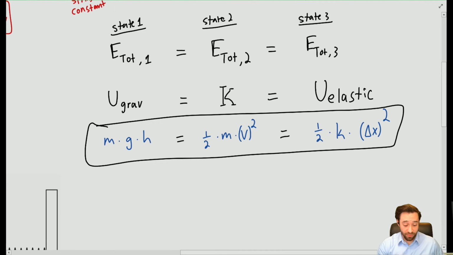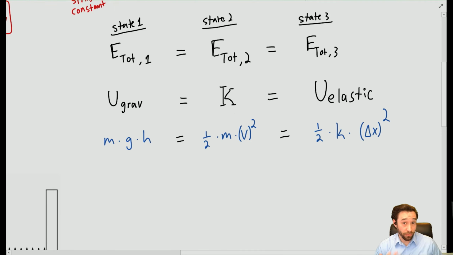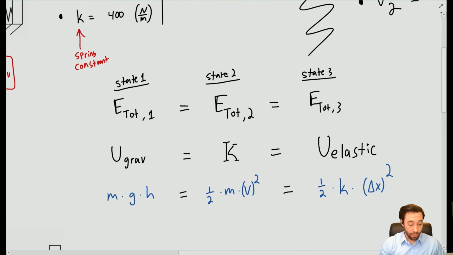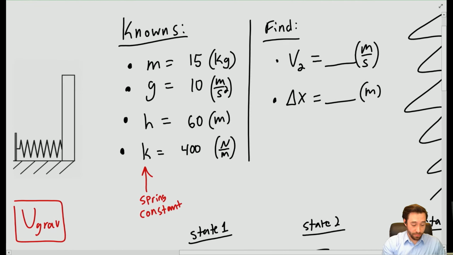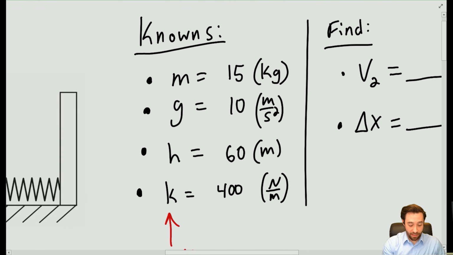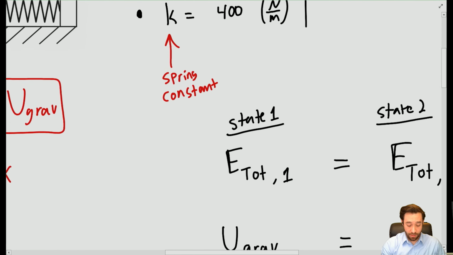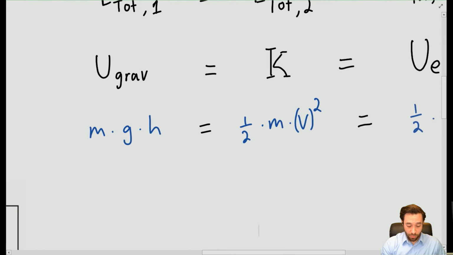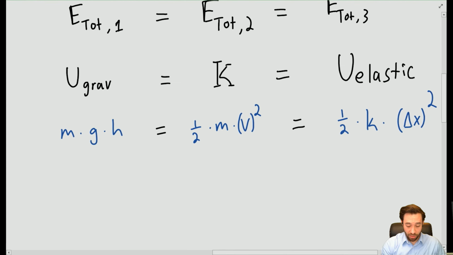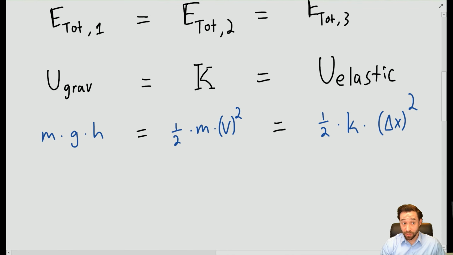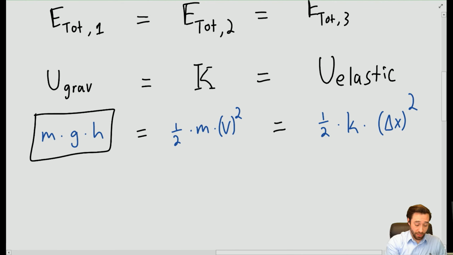Now, there's only one of these that I can actually solve for to get a number. If I look at my knowns, I have mass, gravity, height, and my spring constant. So which one of these would I be able to put the numbers in and solve for? It'd be this one here. I have the mass, I have acceleration due to gravity, and I do have the height. So I could actually get a number, not a hashtag. I can actually get a value for my gravitational potential energy.